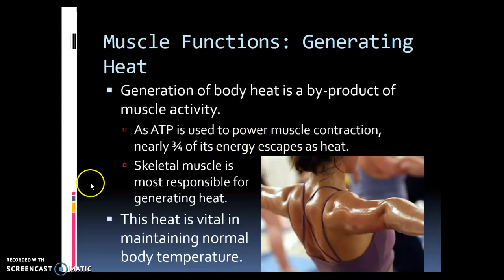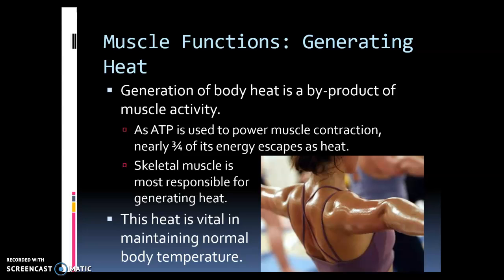And the last thing is generating heat. You've all experienced this. When you get cold, your body shivers and your muscles tighten up, and you even sometimes want to wrap your arms around yourself and make that contraction happen, because that generates heat. When you create a muscle contraction, ATP is used and you use energy, which creates heat. So that heat is what helps us regulate our body temperature.